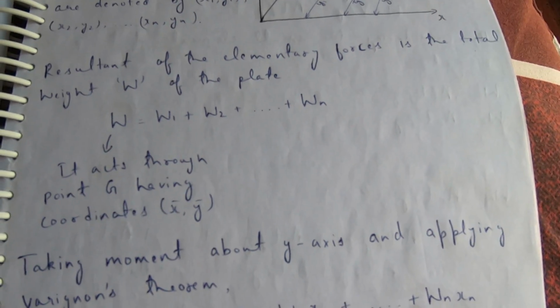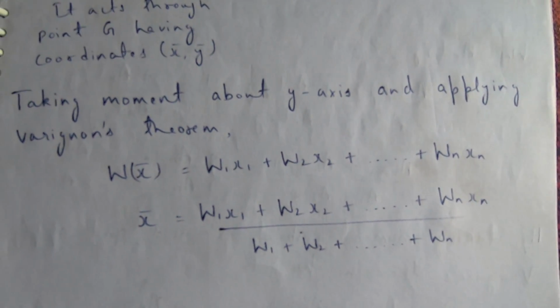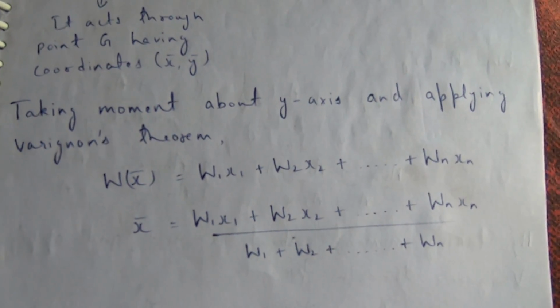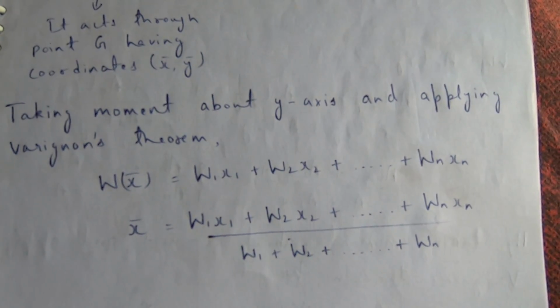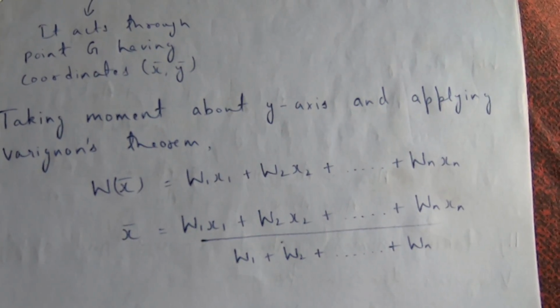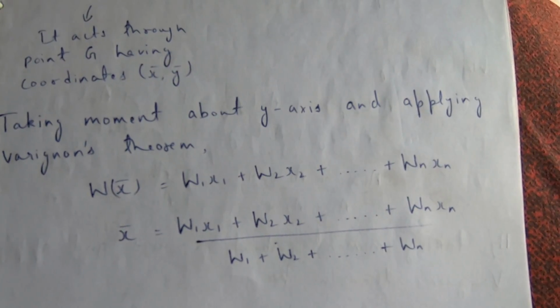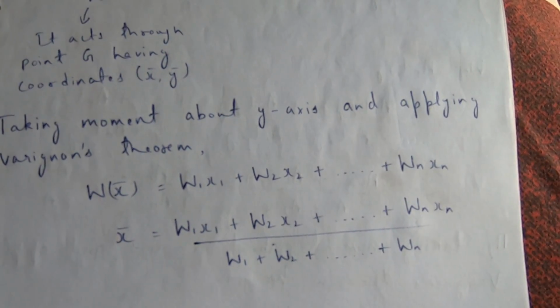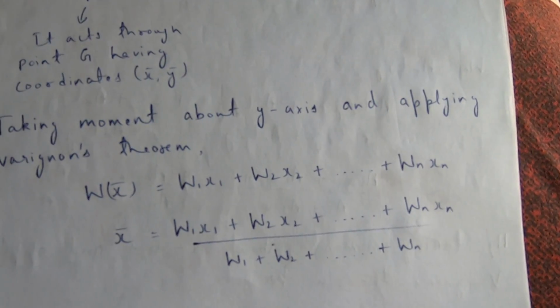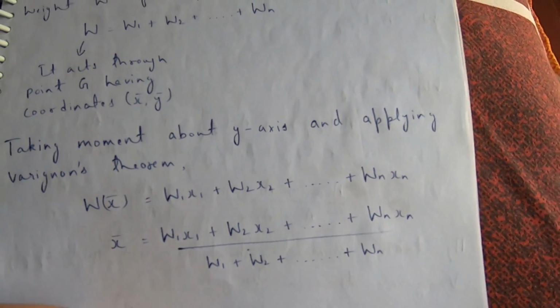x bar, y bar. Taking moment about y-axis and applying Varignon's theorem, W into x bar is equal to W1 x1 plus W2 x2 plus ... plus Wn xn. X bar is equal to W1 x1 plus W2 x2 plus ... plus Wn xn divided by W1 plus W2 plus ... plus Wn.